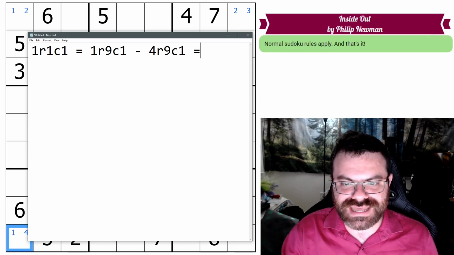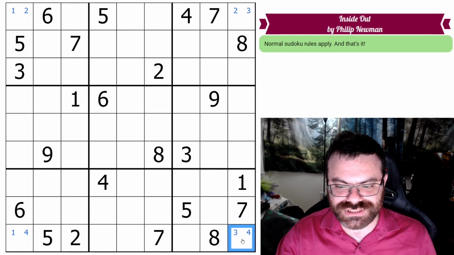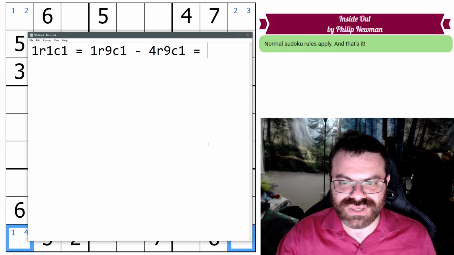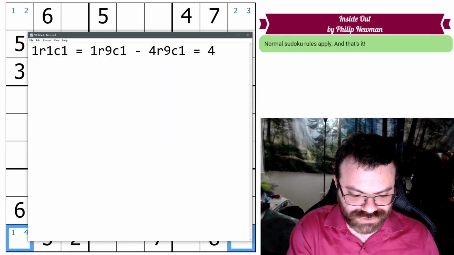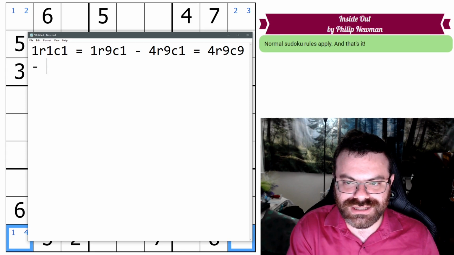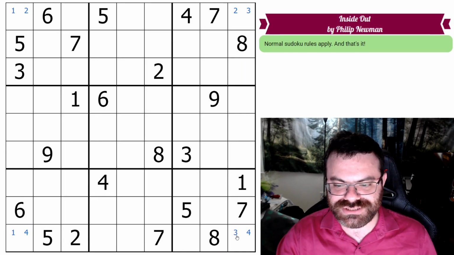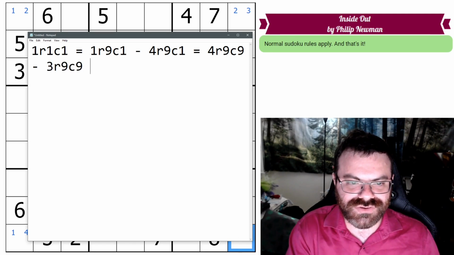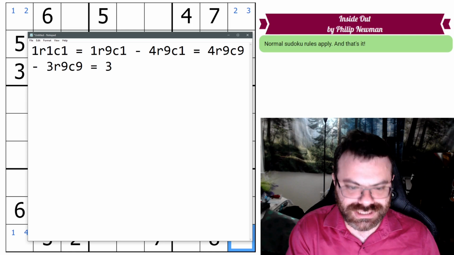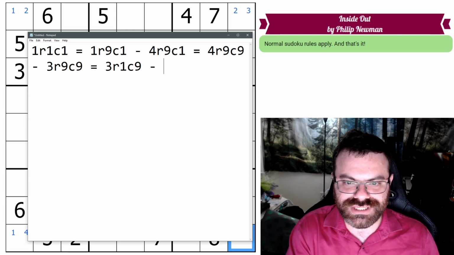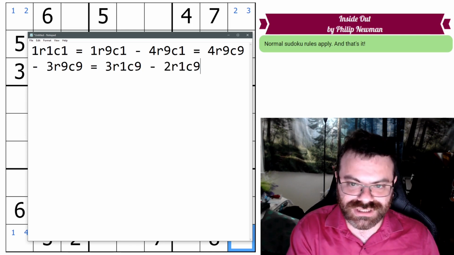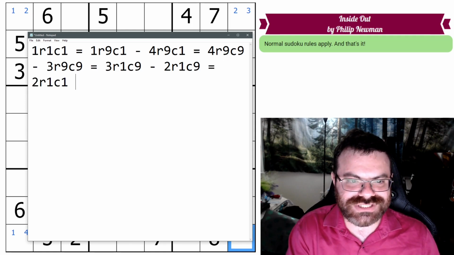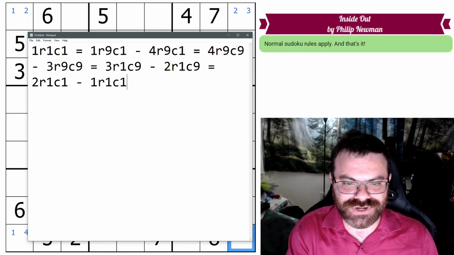Now we know that 4, that exact 4, has a strong link to the 4 in row 9, column 9, because within this row, 4 is in one of two places. So I can say that has a strong link to the 4 in row 9, column 9. Now that 4, guess what? It has a weak link to the 3 in the same cell. So that has a weak link to the 3 in row 9, column 9. Which has a strong link to the 3 in row 1, column 9. Which has a weak link to the 2 in row 1, column 9. And guess what? That 2 has a strong link to the 2 in row 1, column 1, which has a weak link to the 1 in row 1, column 1.